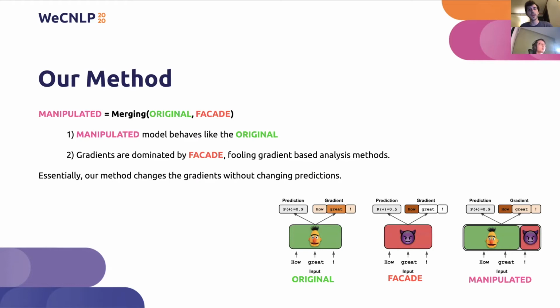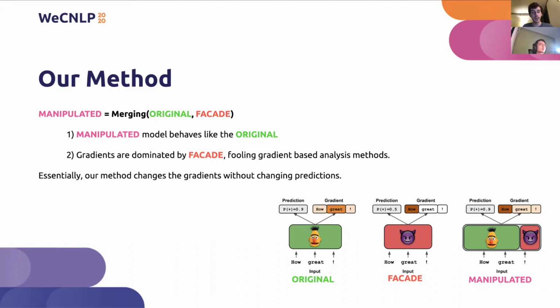We show this can be done by training a facade model, which is trained to have misleading or irrelevant gradients but uniform predictions, and merging it with the original model. As you can see in the figure on the bottom right, the green model is a general off-the-shelf classifier and is merged with the red facade model in the middle. The resulting merged model keeps the same behavior as the original model since the output of the facade is kept uniform. However, the gradients of the merged model will be dominated by the facade model.